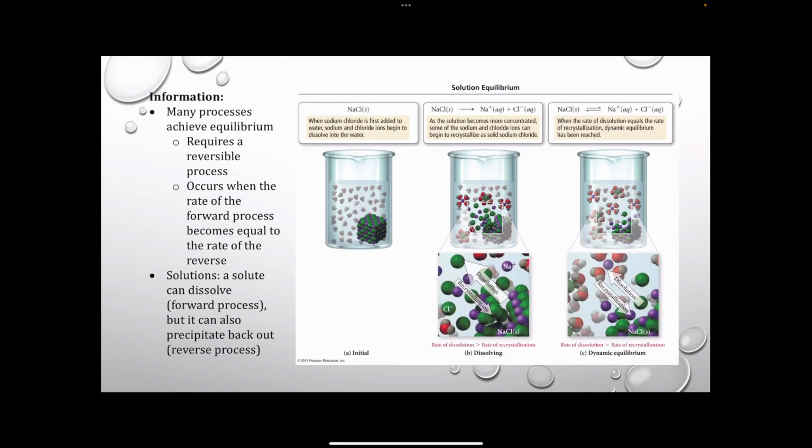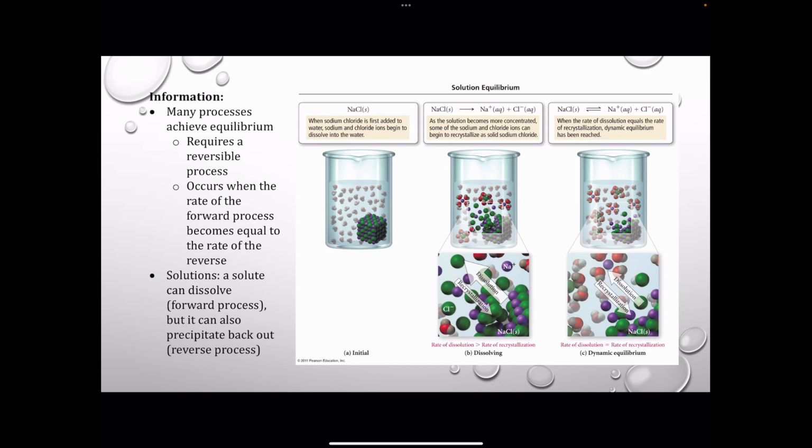As part of that conversation, we want to talk about equilibrium. Many processes are going to achieve equilibrium. Now, this occurs whenever we have a process that's reversible. And the equilibrium itself occurs when the rate of a forward process becomes equal to the rate of the reverse process. And we're going to get into equilibrium in more detail in later videos.